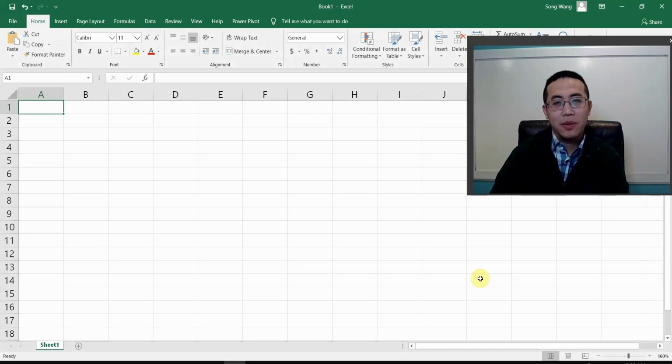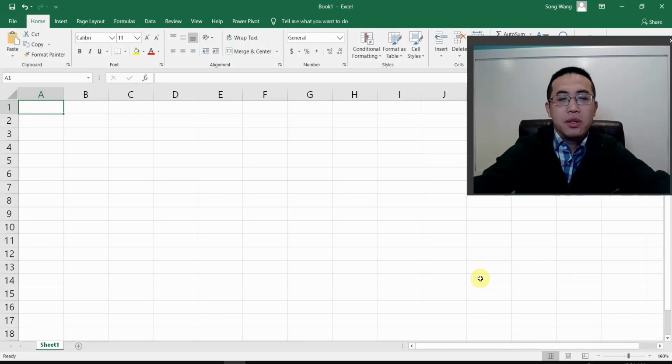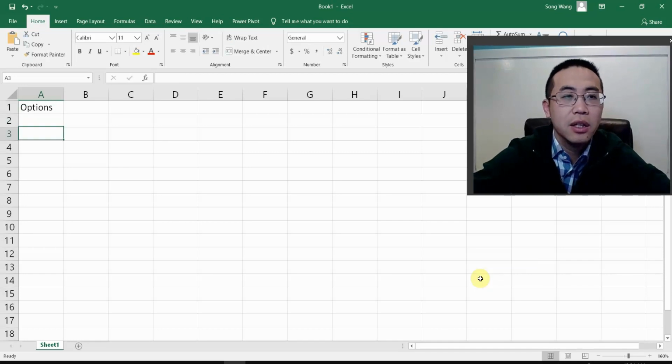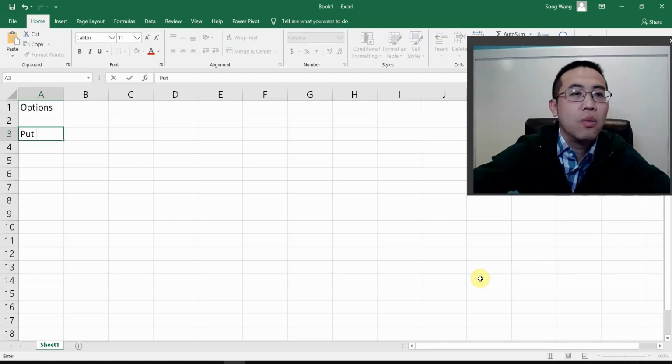Class, and we will still be on the topic of options, which is one of the most important derivatives in the financial world. So the options here, let me just use the Excel file to type in what I want to say. So you have two kinds of options, as we know.